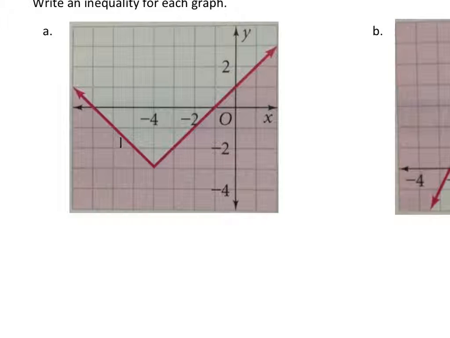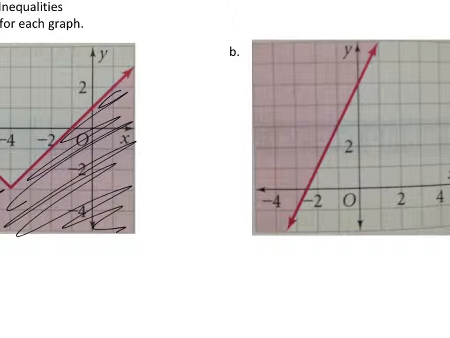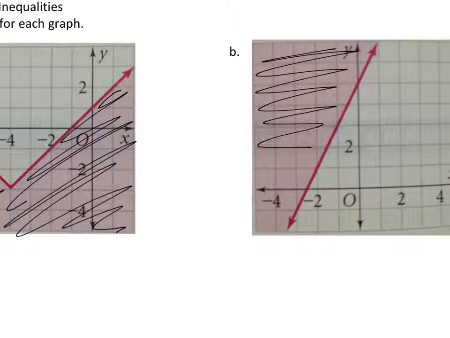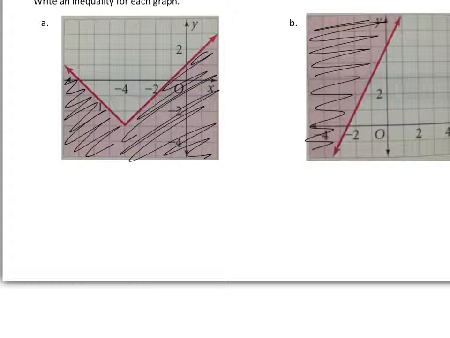On your paper, if you can't see, kind of show that it's shaded down here. And then on the other one, shade it, since some are printed in black and white, so you can't necessarily see all the time. So it's shaded underneath, right? So what does that make our symbol? Less than. And based on the line, should it be or equal to? Yes, because it's solid. Okay, so we have y is less than or equal to.